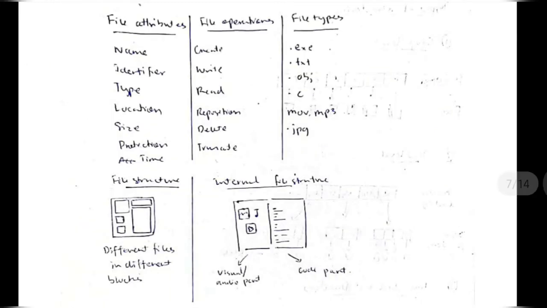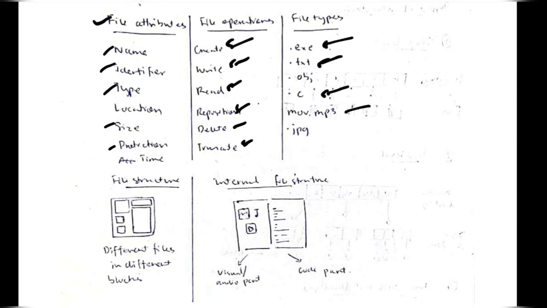For each file there will be file attributes like name, identifier, type, size, location and so on. File operations mean you can create a file, write on it, read, reposition, and delete. And there are file types like exe, txt, .c, or an image or a movie.